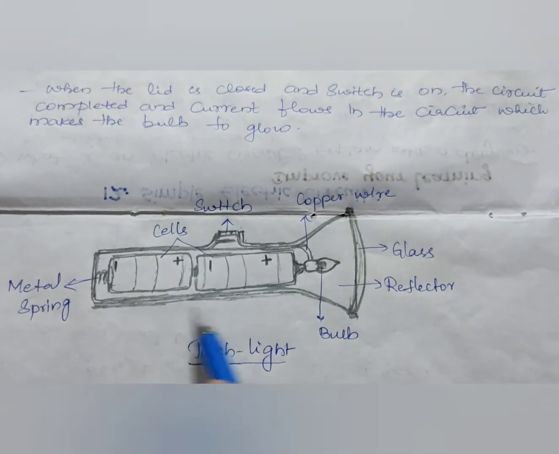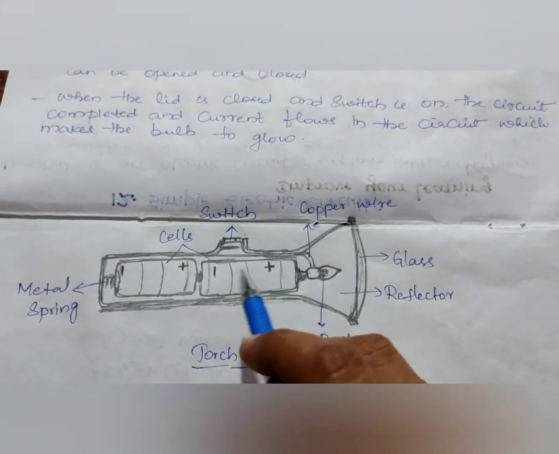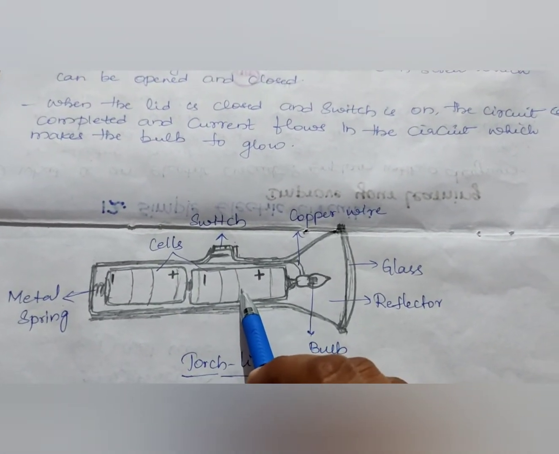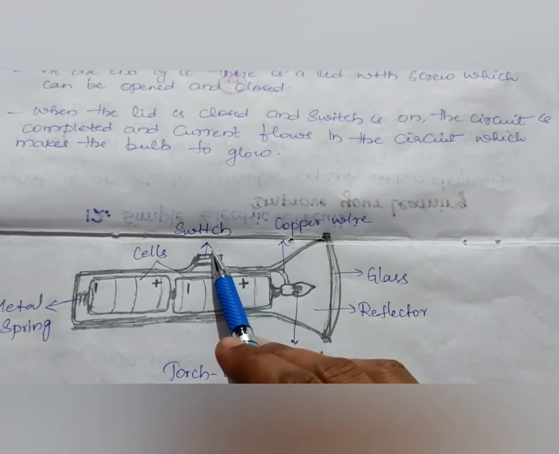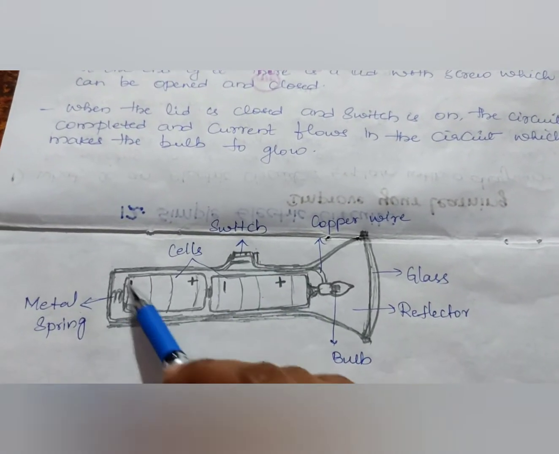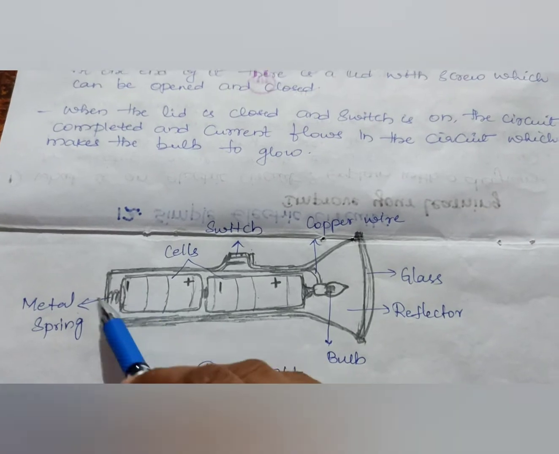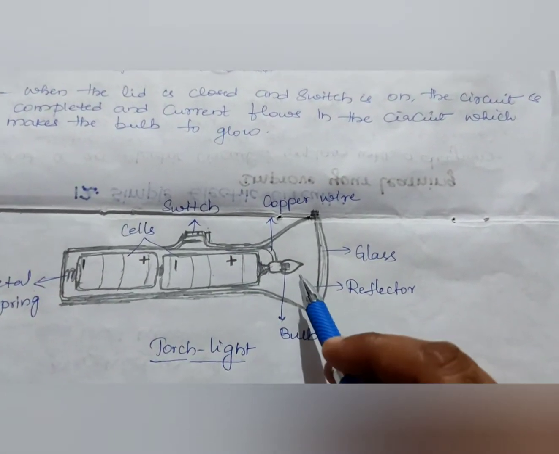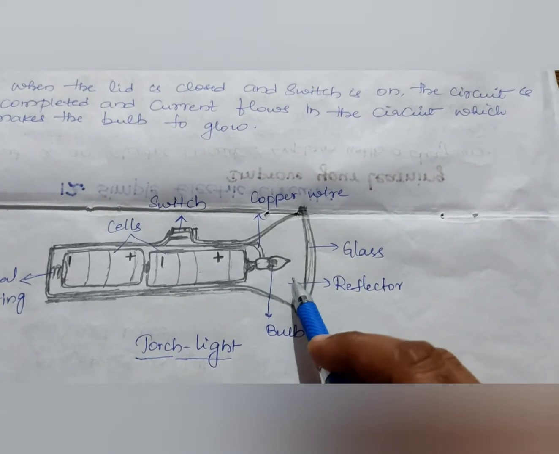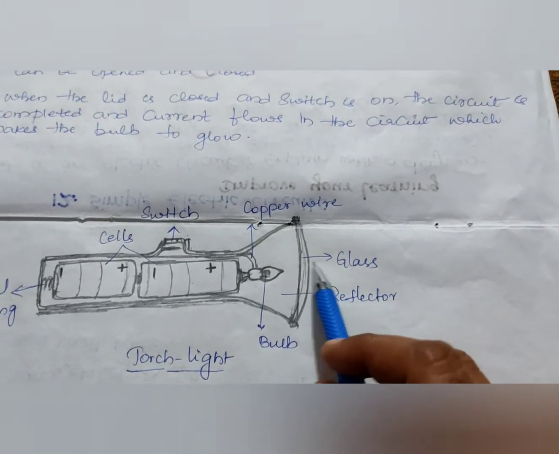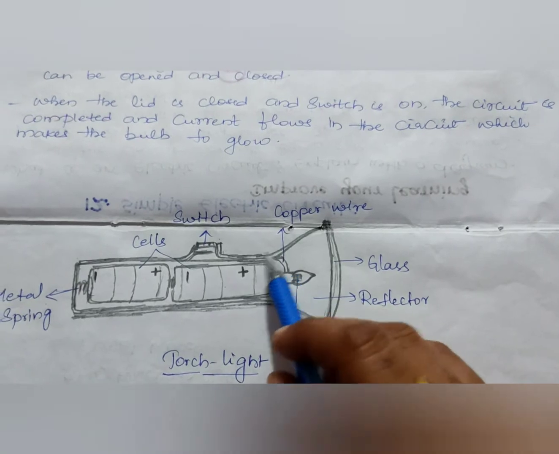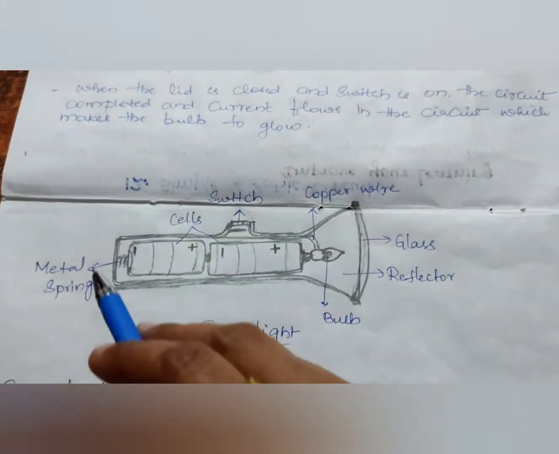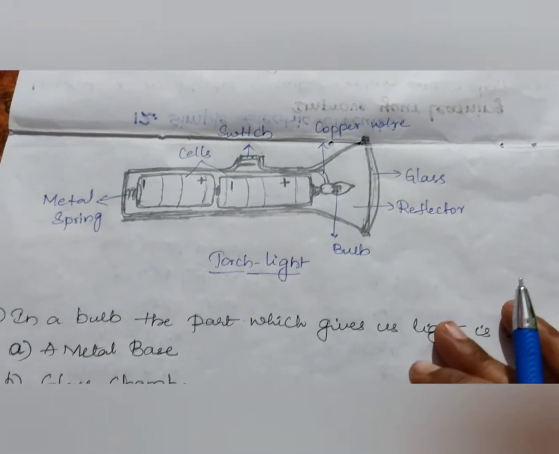Here this is a barrel-shaped thing where inside it cells are present. Here is a switch and metal spring. Here is a lid which will close this and it becomes a complete circuit. So here is a small bulb, a reflector and a glass. Here is a copper wire which is connecting to the switch. So these are the different parts of a torchlight.